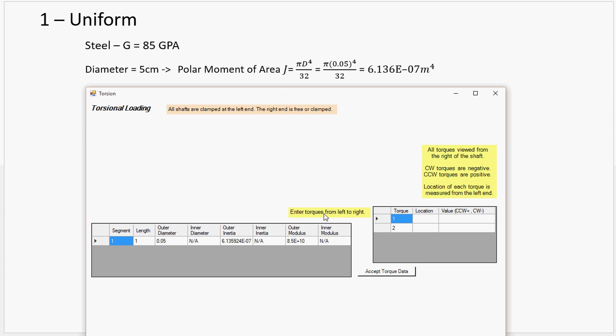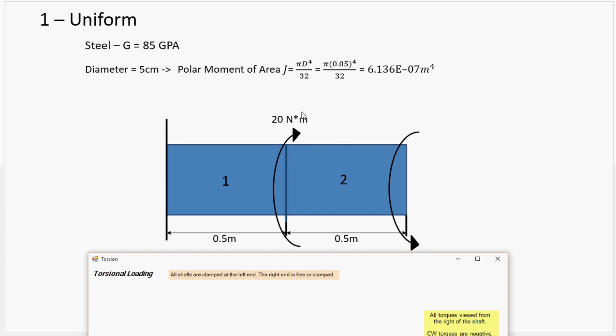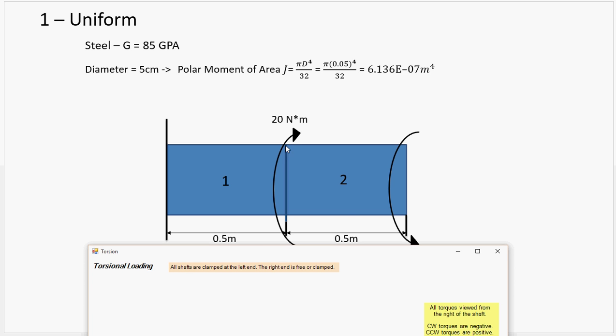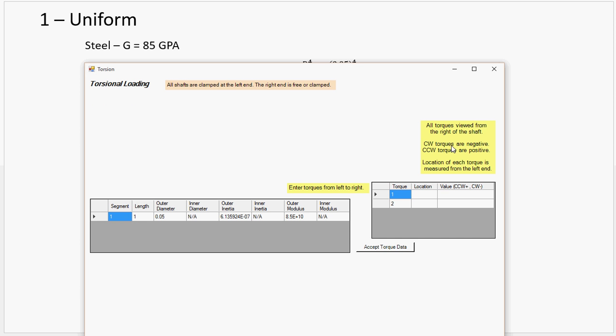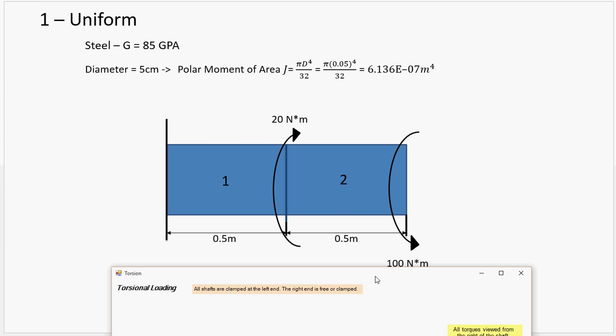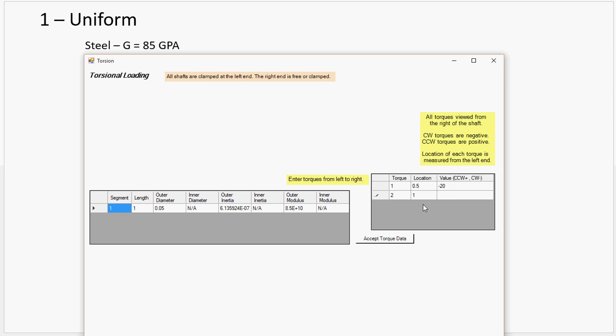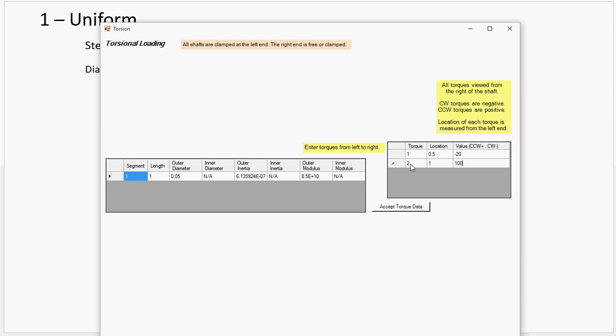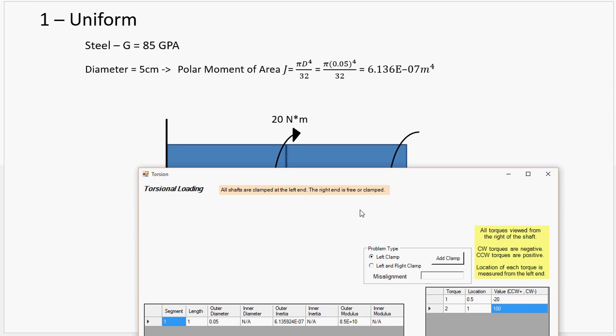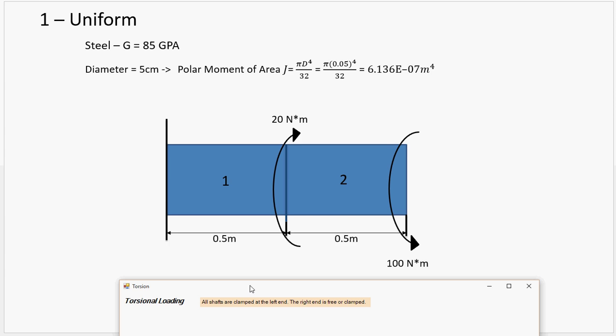Working from left to right, we've got this 20 newton meter in clockwise. Note here that the convention is that counterclockwise is positive and clockwise is negative. So halfway across, it's negative 20 newton meters. And for the final one, it's on the far end, so at 1 meter, we have 100 newton meters. That's positive because it's in counterclockwise. Our clamp: the right end is free, the left end is clamped.